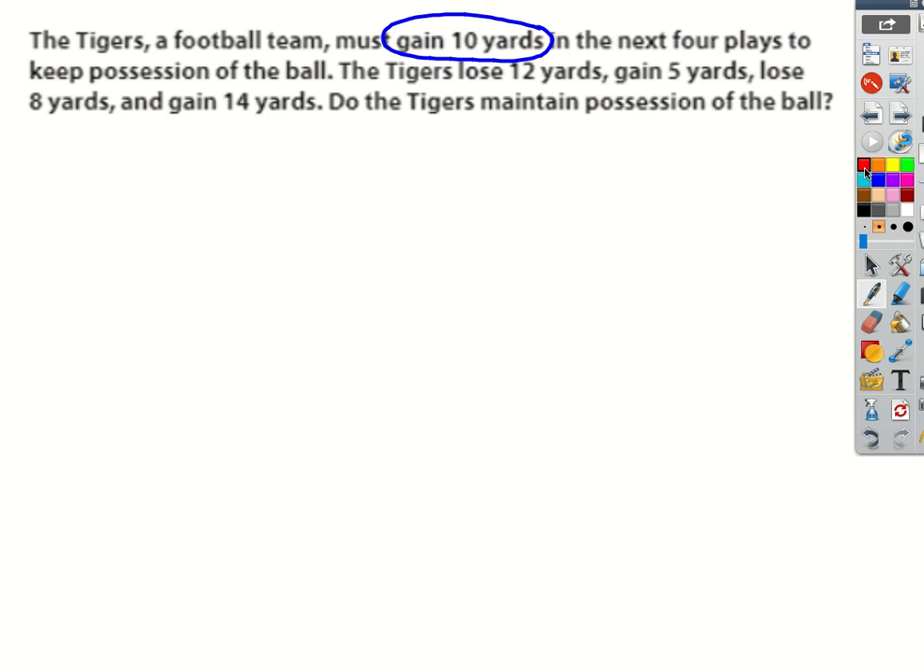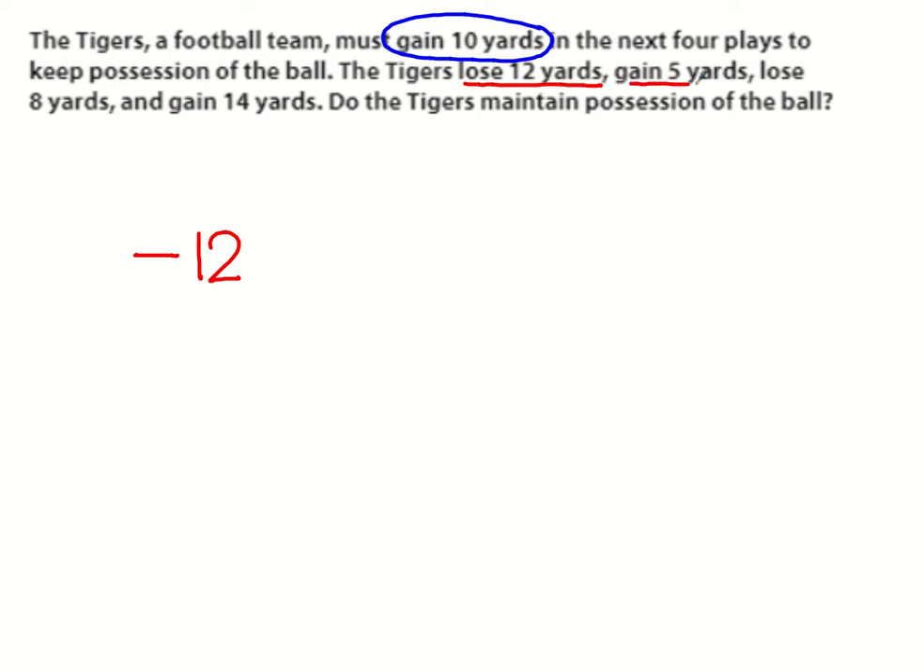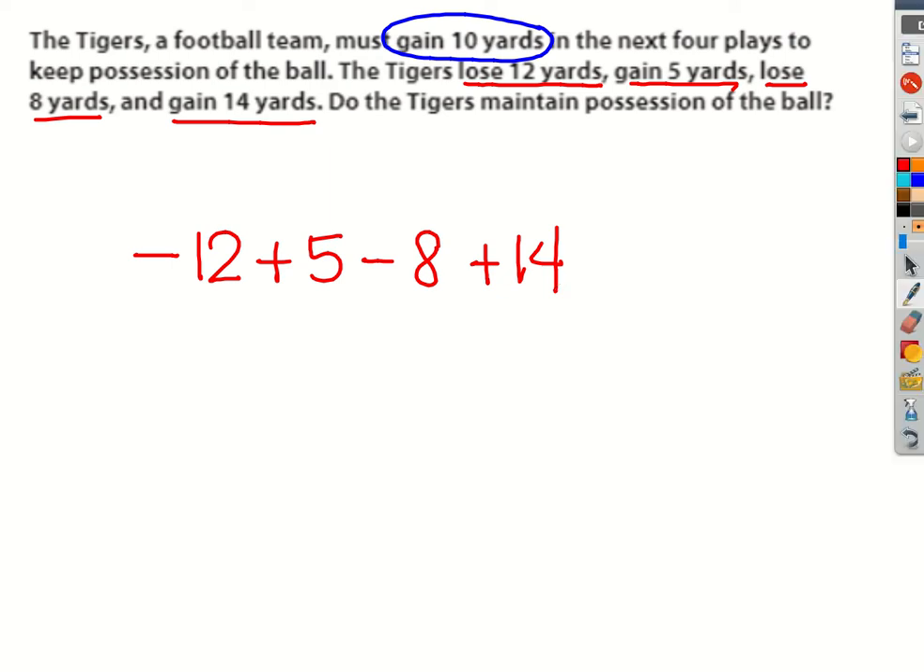So in the next 4 plays, they lost 12 yards. They gained 5 yards. That's a +5. Then they lose 8 yards. That's a -8. And then they gain 14 yards. So here's my expression. And we need to solve the expression using order of operations first and see if we end up with a +10 or higher. So again, left to right.